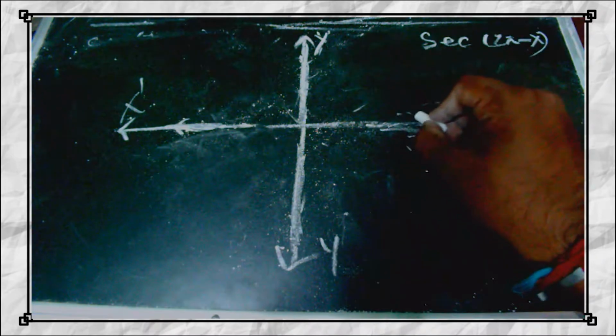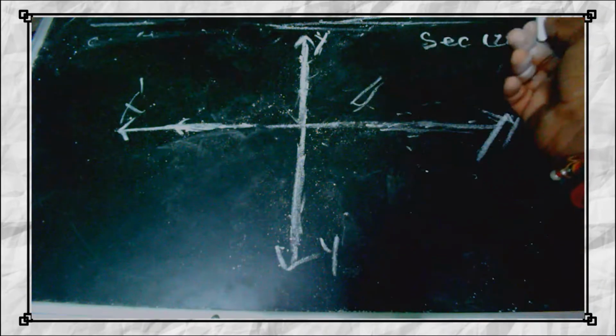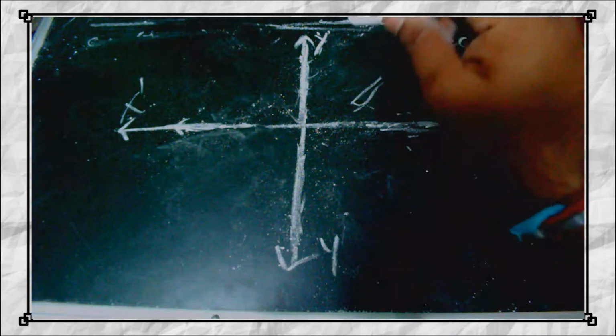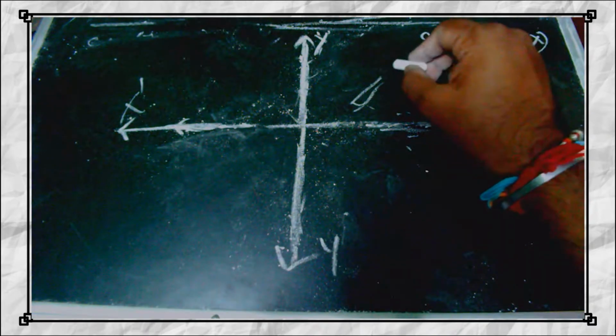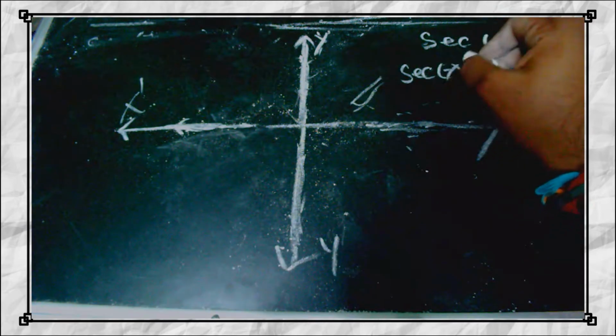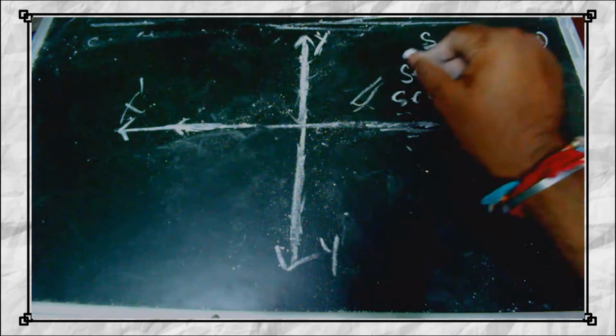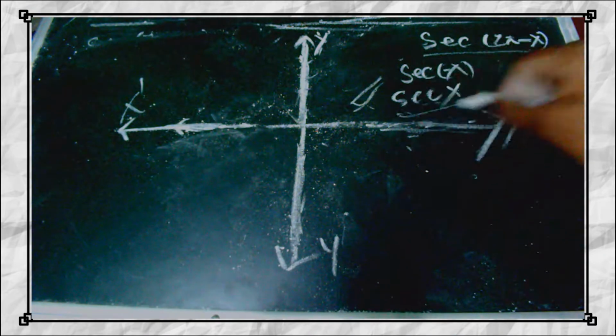Next we will calculate the value of sec of 2 pi minus x. So 2 pi is somewhere here and minus x will be in the first quadrant where all the ratios are positive, so the sign will be positive only and the ratio sec will be sec and the value of angle will be minus x. Sec of minus x is equal to sec x, so the value of sec of 2 pi minus x is sec x.